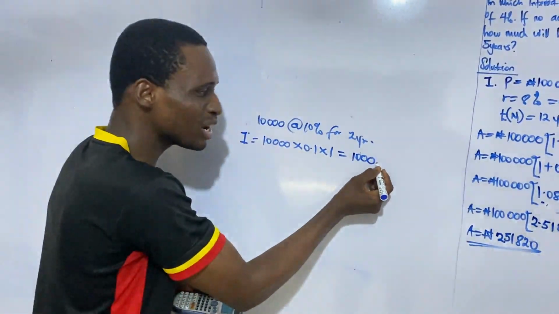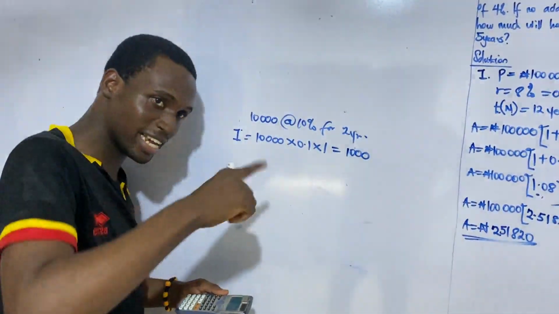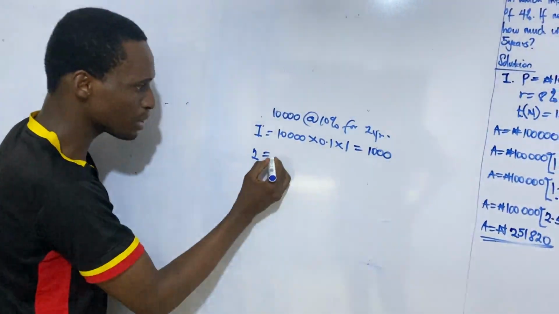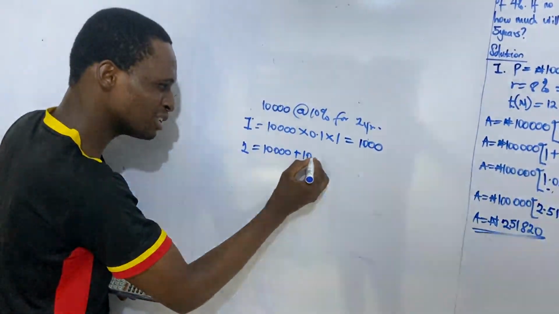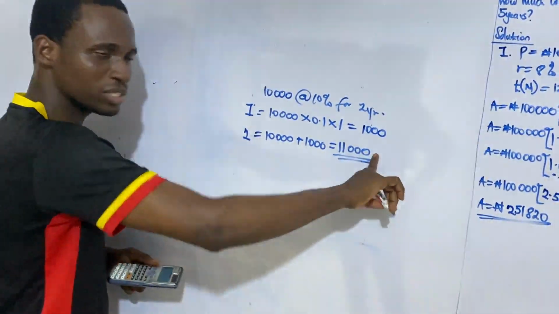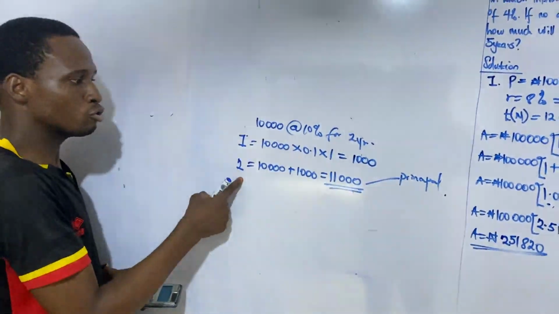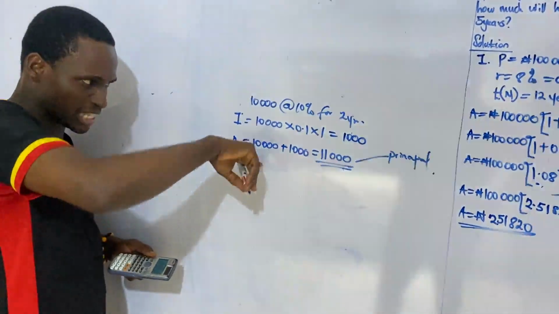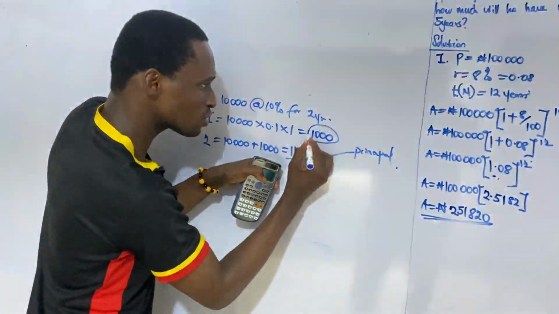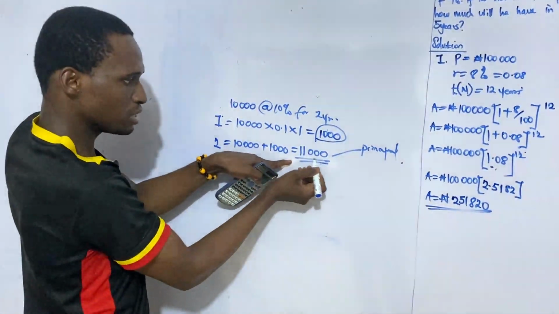So take note, this 1,000 naira is not going to be what I am charging as interest every year. No. For the second year now, look at it. The second year principal will be 10,000 plus 1,000, that's 11,000. So this 11,000 is now my principal for the second year. So how do I now calculate my interest for the second? That's why we say it's a reinvested interest. This 1,000 naira has been invested back to the principal to now give a sum of 11,000.